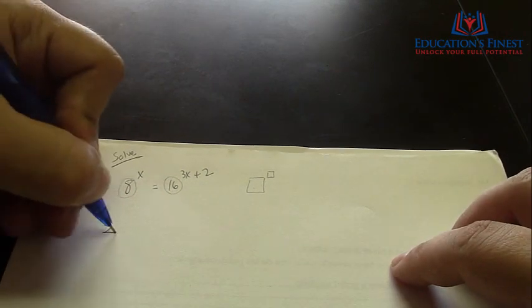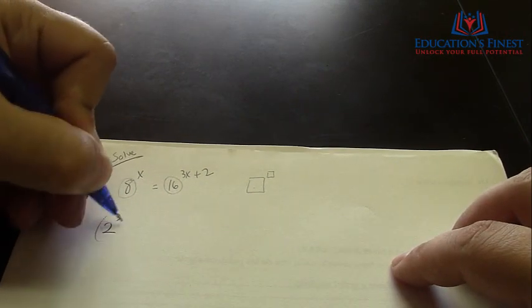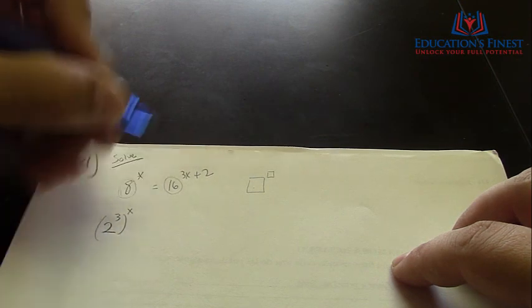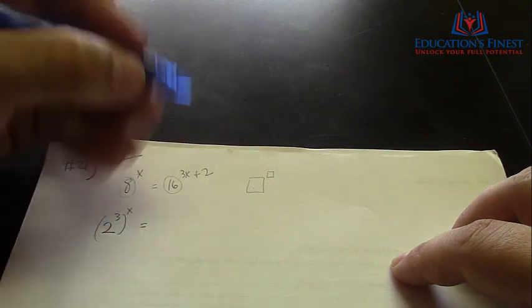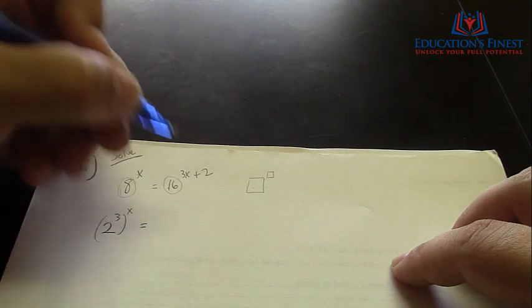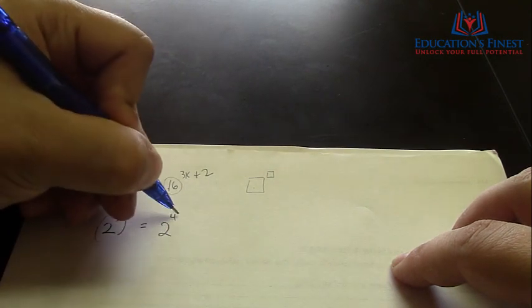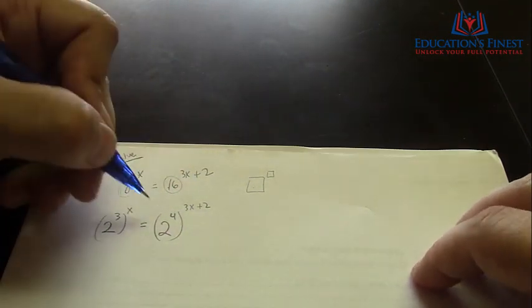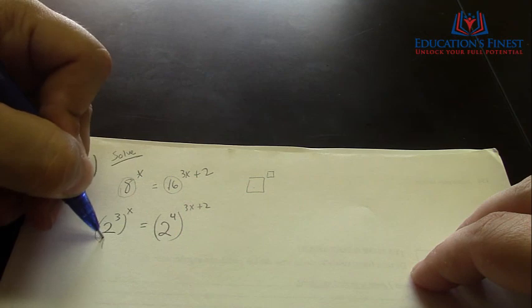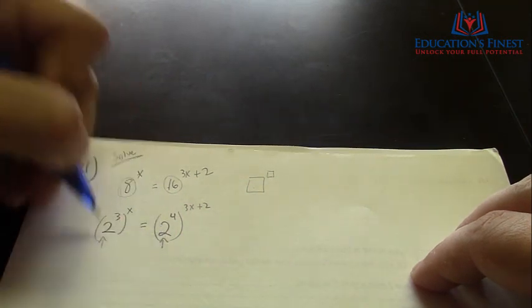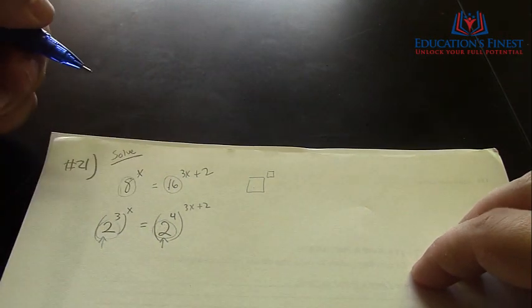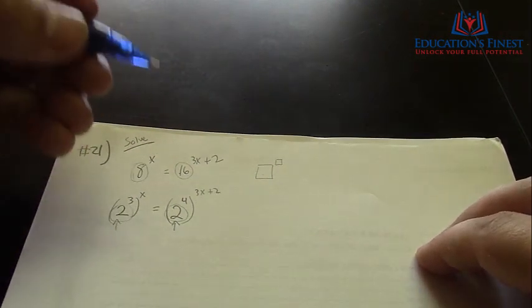So 8 is 2 cubed. So you have 2 cubed to the x. We just rewrote this 8 as 2 cubed, equals 16 can be written as 2 to the 4th. And we still have 3x plus 2 up here. Now, this is what I mean. The big number here, both of those have to match, these 2's here. Now, the exponents don't have to, but this is the key right here: get those to match, okay? So hopefully that makes sense.